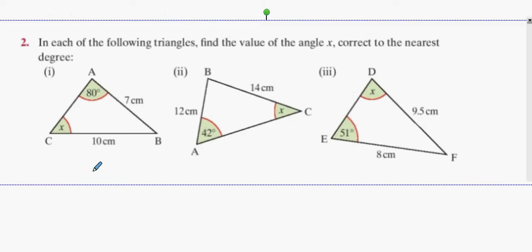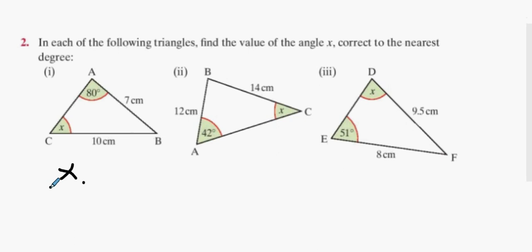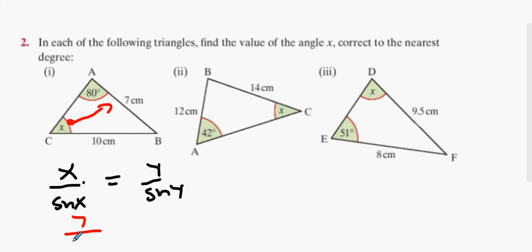I'm going to do a bit of question 2, because question 2 is slightly different, alright? This time it's angles. So X over sine X equals Y over sine Y. Now once again, you want to know what X is, and it's opposite to 7, so it's going to be 7 over sine X. You know 10, and 80 looks at the 10, so you're going to say 10 over sine 80.